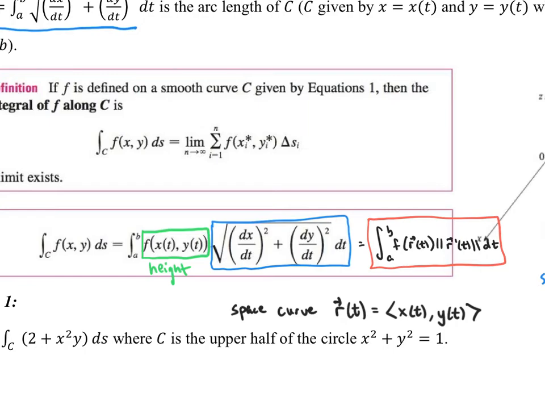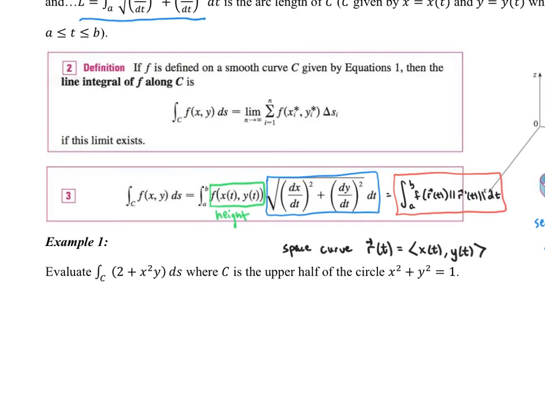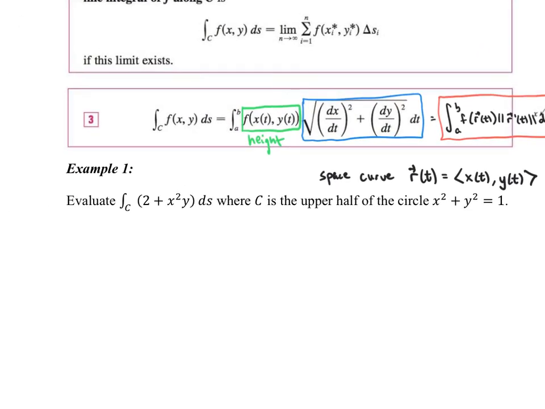So let's try example 1. Let's see if we can make sense of any of this stuff. Example 1 says we're going to evaluate this particular line integral, and C, the path that we're taking, is the upper half of the circle x squared plus y squared equal to 1. So let's go ahead and draw out our path. Our path is just the upper half of this circle with radius 1.